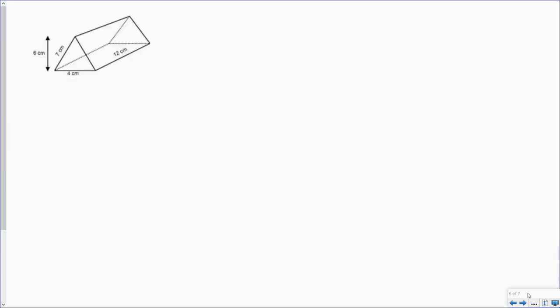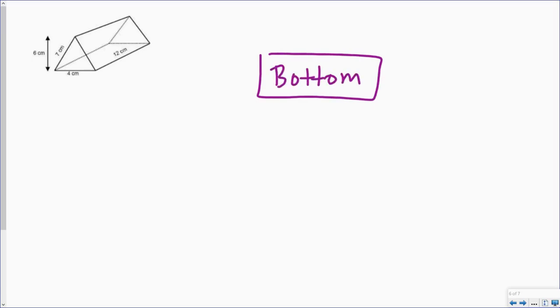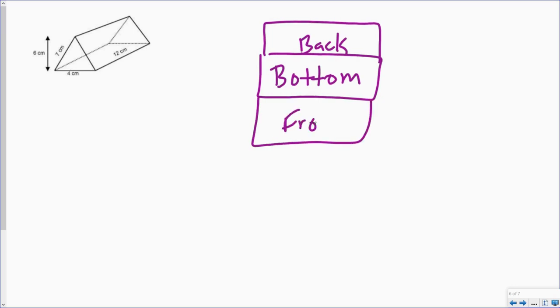Looking at this 3D shape, I'm going to sketch out my net. I start off with my bottom face. Then here would be the back, and here would be the front. And then again, the 2 bases, which are triangles. So here's one triangle, and here is the other triangle. We'll say that this one is the left side, and this one's the right side.